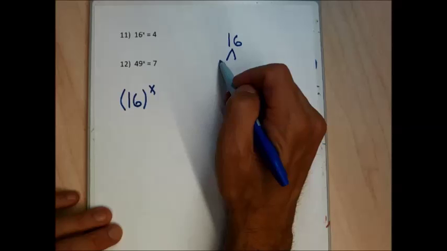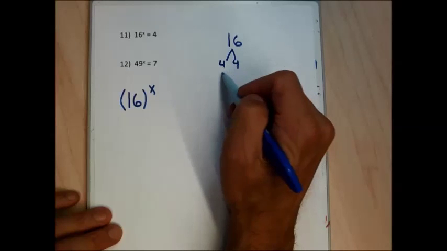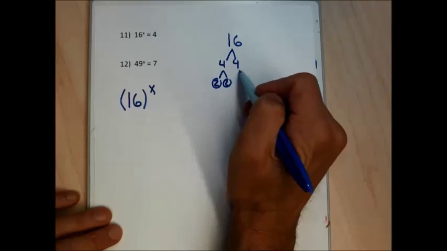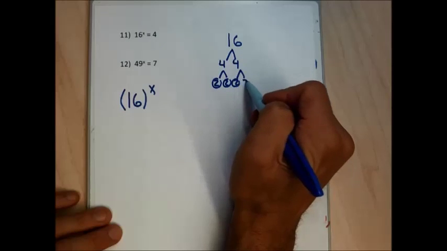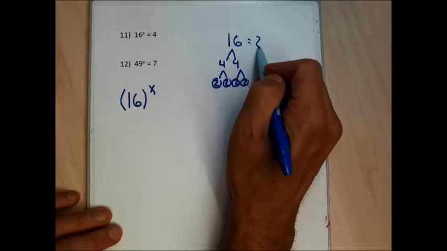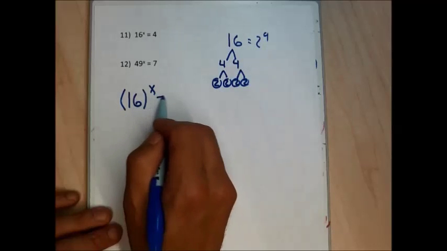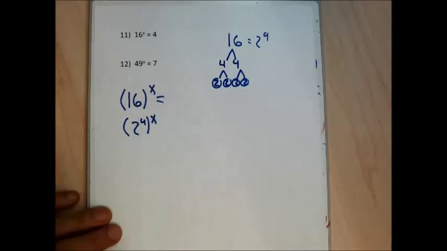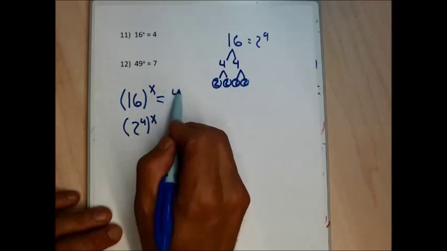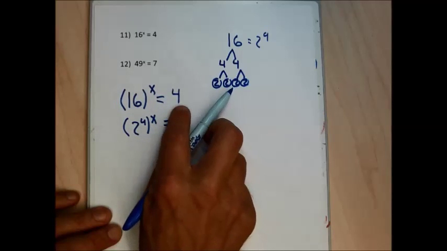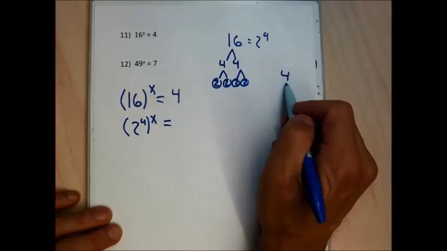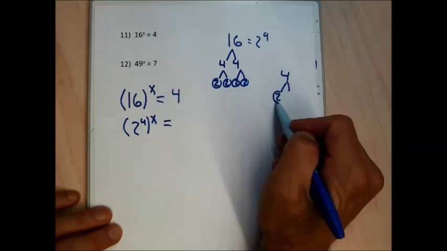When I do a prime factor tree for 16, 16 is 4 times 4, and each of the 4's are 2 times 2. So the prime factoring for 16 is 2 to the 4th power. So I can rewrite the left-hand side as 2 to the 4th power to the x by writing the 16 as 2 to the 4th. The right-hand side is 4, and 4 is not having a base of 2. So I'm going to do a prime factor tree for 4 as well.